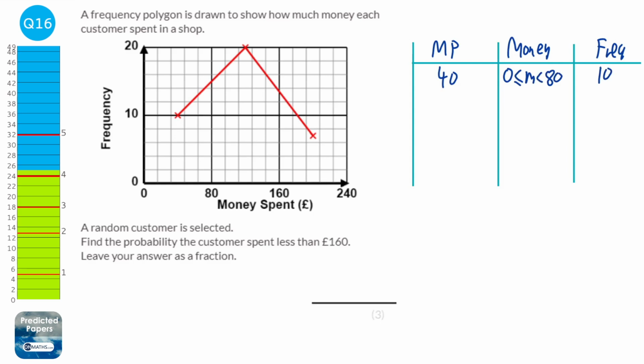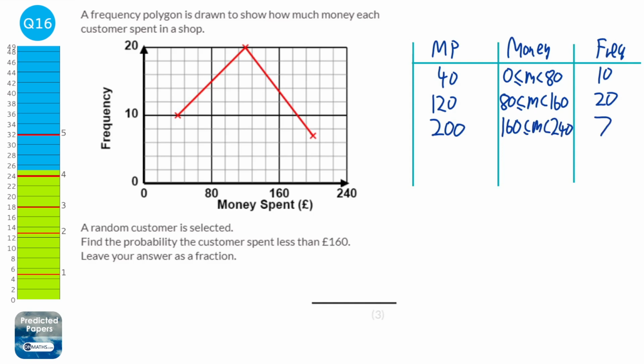The next midpoint is here, so that was going to be 120. And we can see that that's between 80 and 160, and the frequency is 20. And finally, the last midpoint is here, which is obviously 200, and that is between 160 and 240, and the height of it is going to be 7.